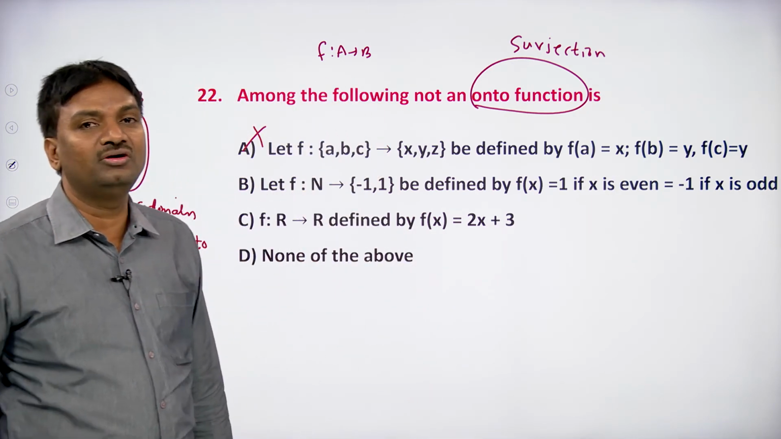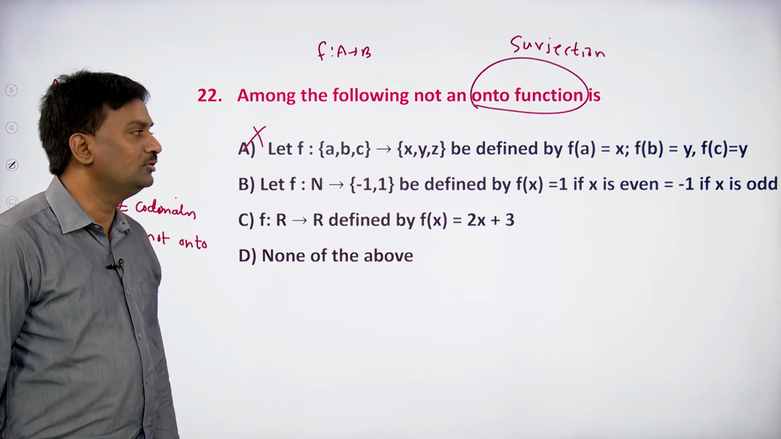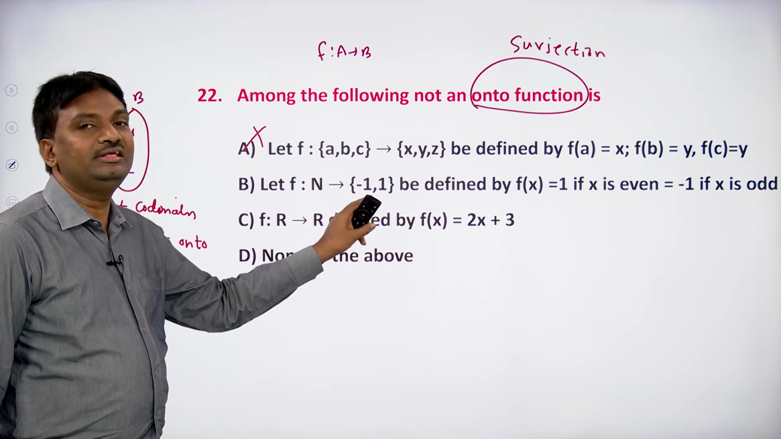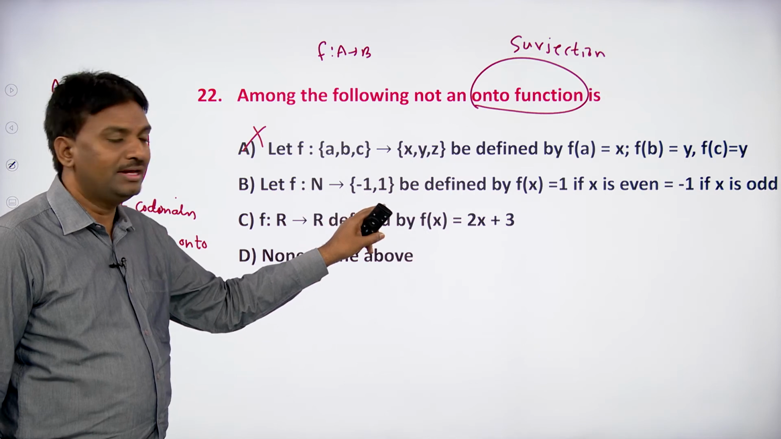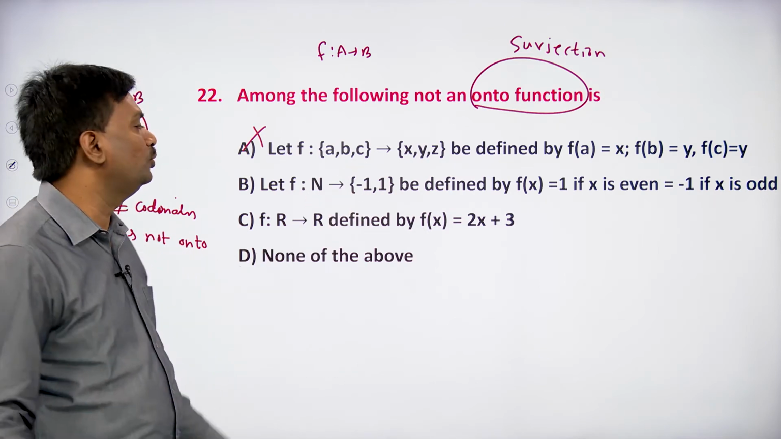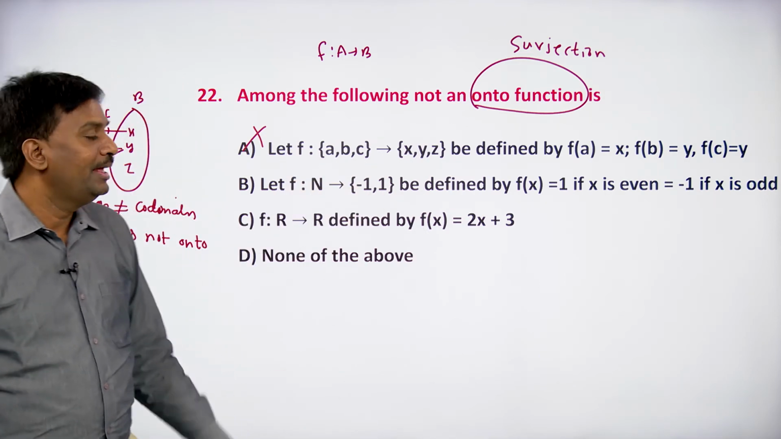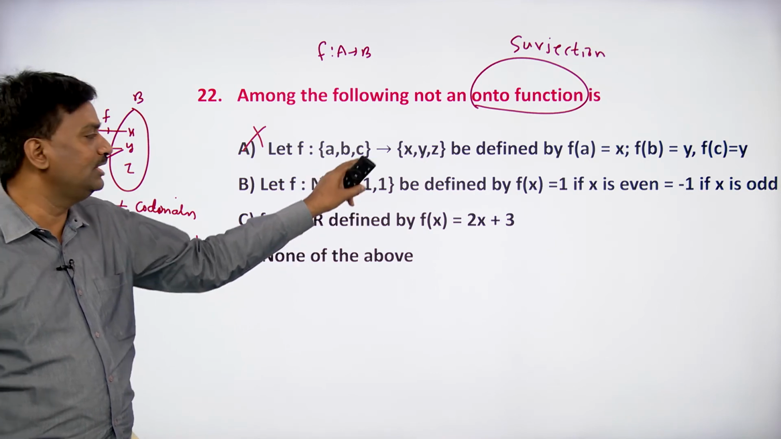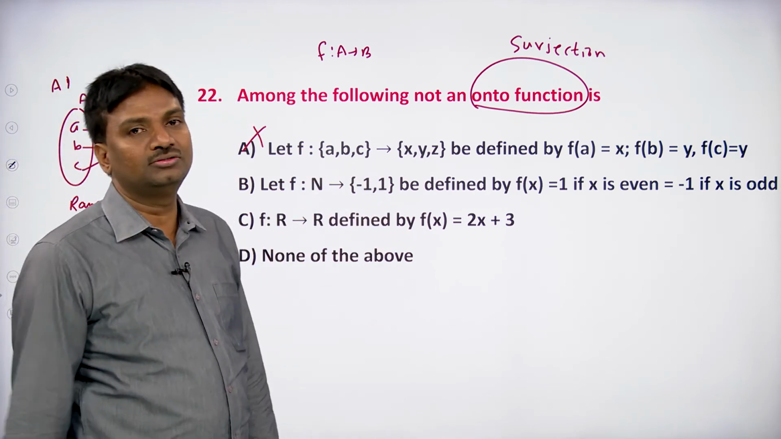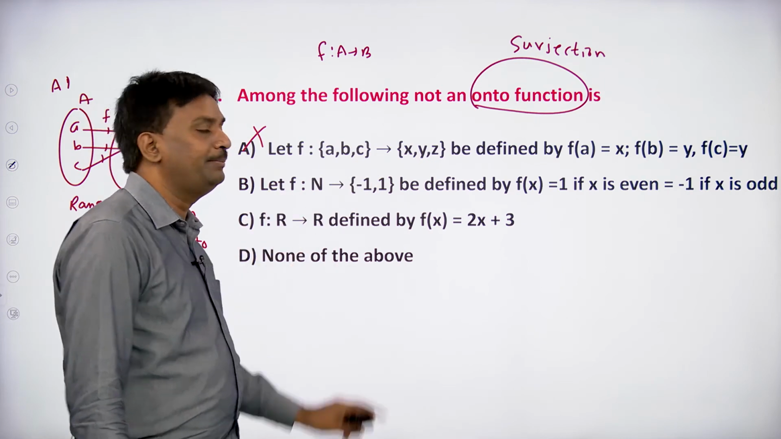Clearly the range equals the codomain. The range equals the codomain, or every element of the codomain has a pre-image. Here the codomain contains only two elements, minus 1 and 1. Minus 1 has at least one pre-image and 1 also has at least one pre-image. So option B is correct.